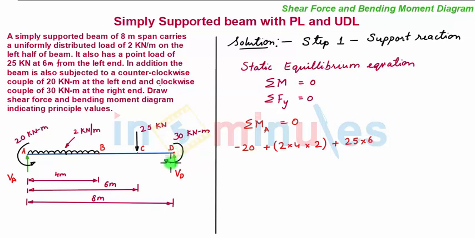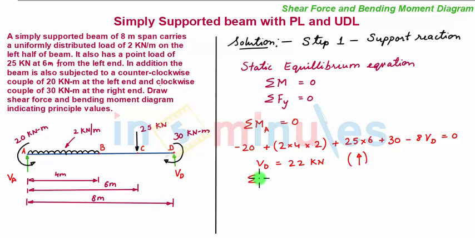Then we have here a clockwise couple of 30 kN, so plus 30, and there will be an anti-clockwise moment formed by the support reaction VD which is acting at a distance of 8 meter from point A. So we have minus 8 VD, and this whole is equal to 0. Upon solving this, we get the value of VD as 22 kN. Since it is positive, our assumed direction of the support reaction is true, and that is upward.